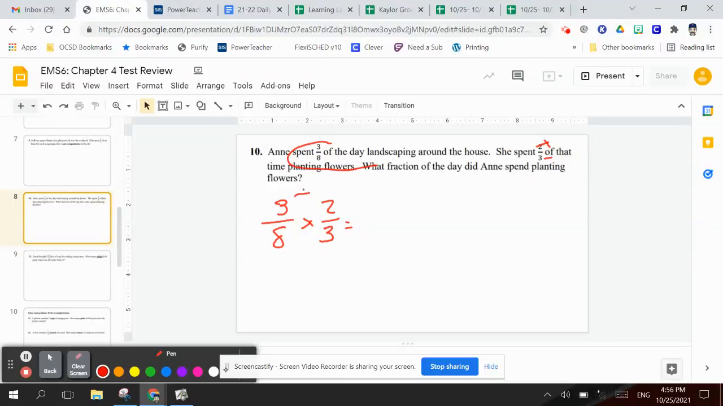So when I multiply across, 3 times 2 is 6. 8 times 3 is 24. Put that into simplest form. I can divide each by 2. That gives me 3/12. And if I divide each of that by 3, I get 1/4 of the day.